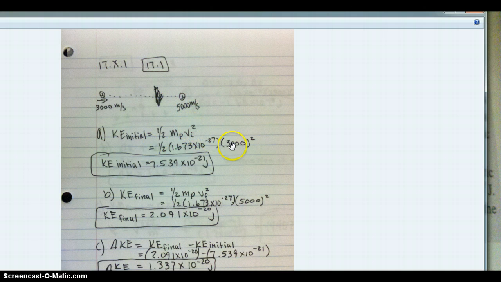So I need to figure out the kinetic energy at the initial point. And here's the equation: 1/2 m_p v_i squared, where p means proton, the mass of the proton, and the initial velocity, which is 3,000 squared. And then I plugged in the numbers for the mass and the velocity, and I ended up getting that number, joules.